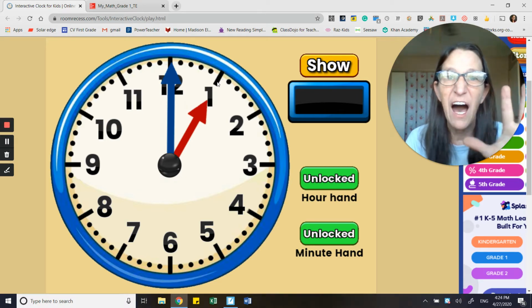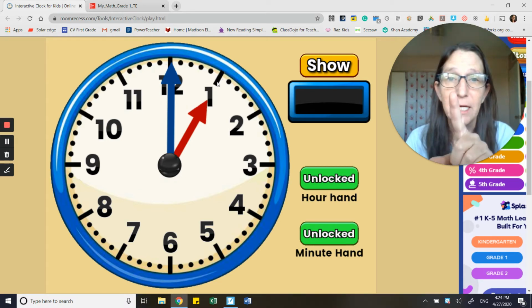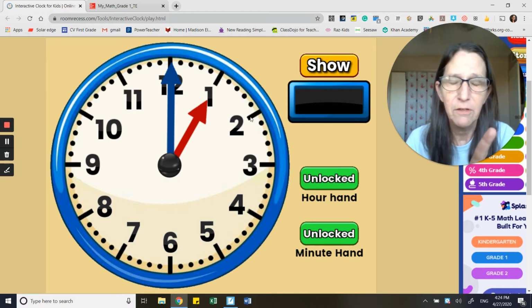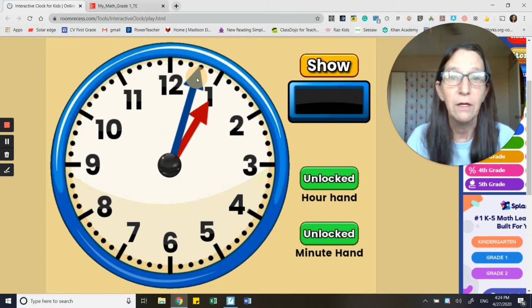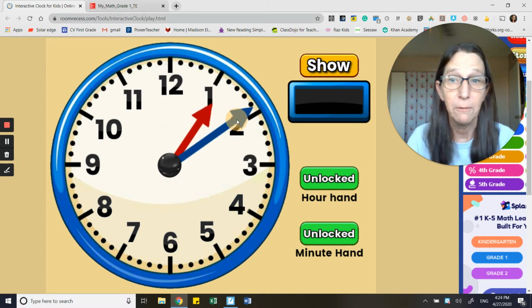Every 5 minutes, that big hand goes from one number to the next number. And then after 1, 2, 3, 4, 5 more minutes, it moves to the next number. So that's why this is called the minute hand, because every minute it moves 1 dot. And every 5 minutes, it moves to a whole other number.